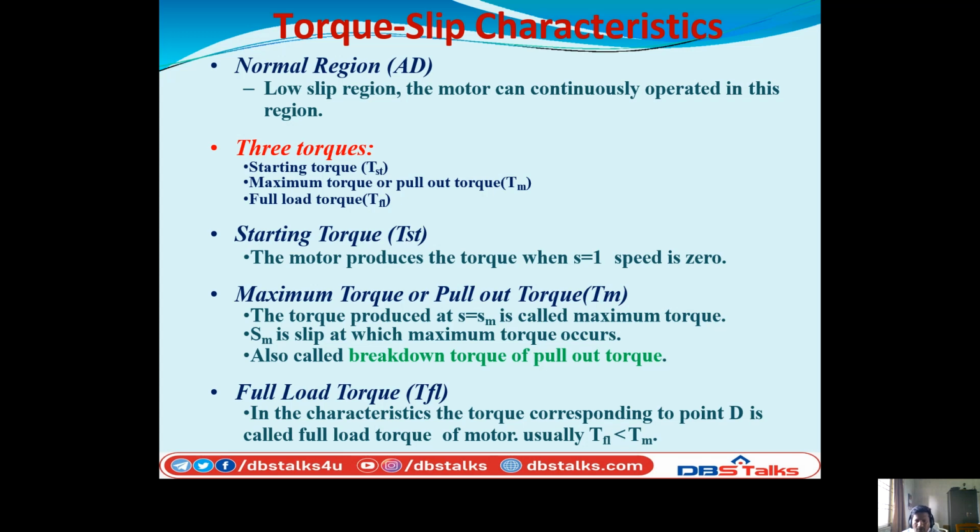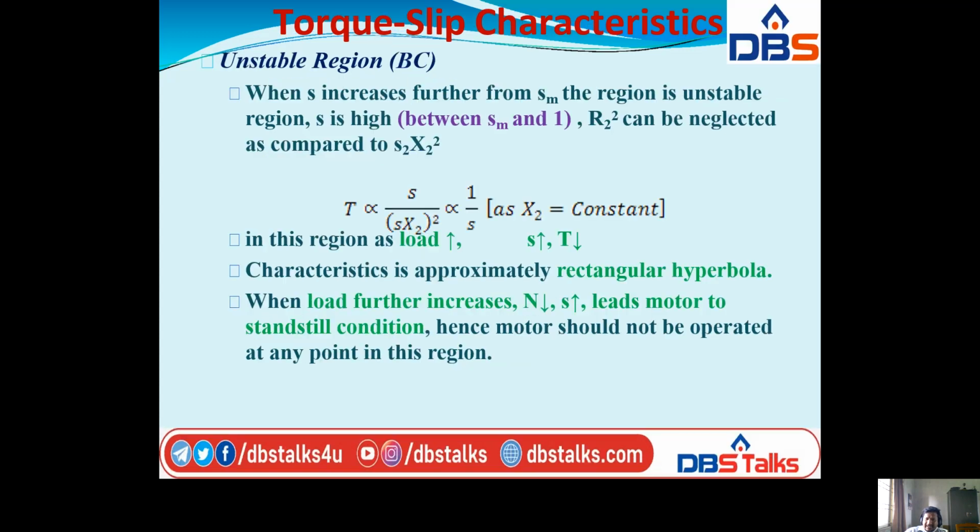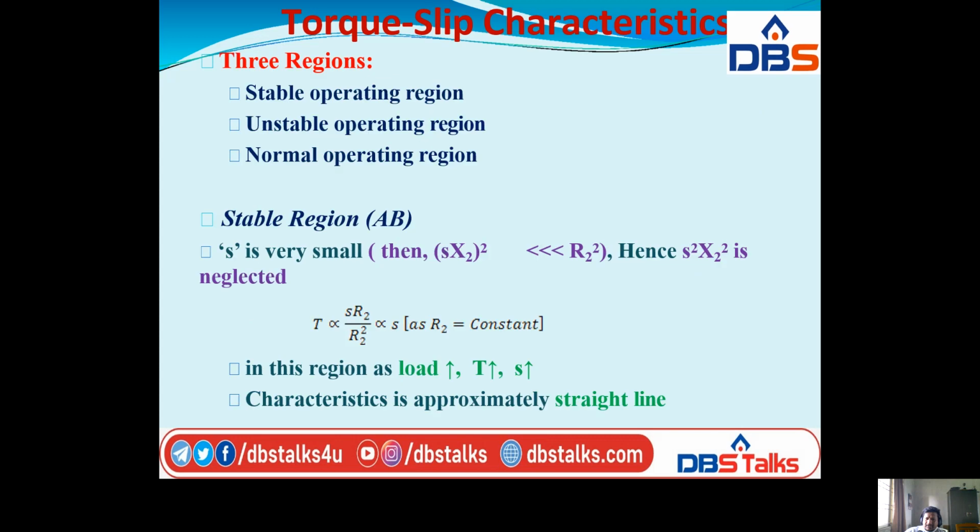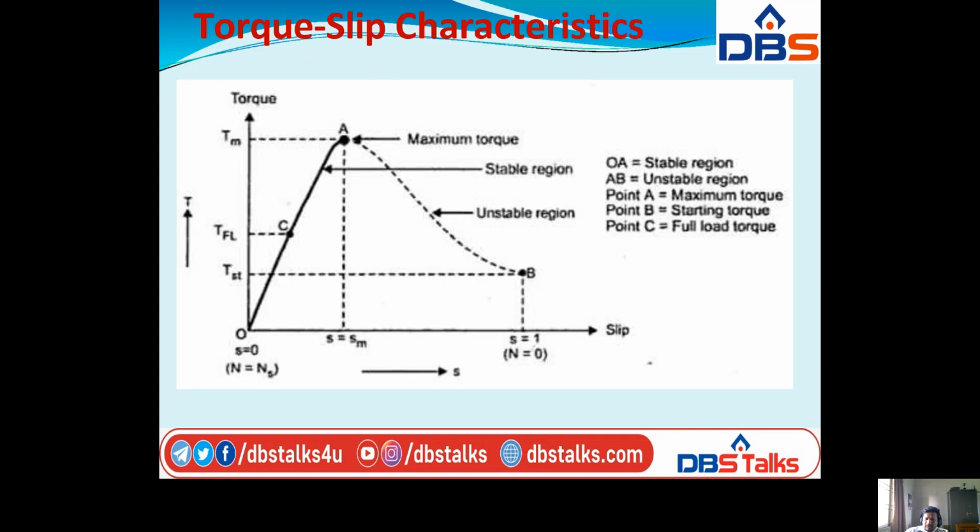Normal region: the low slip region, where the motor can continuously operate. Once again, the normal region is AD, unstable region is BC, stable region is AB. Look at the figure: OA is the stable region, AB is the unstable region. Point A is maximum torque, point B is starting torque, and point C is full load torque.